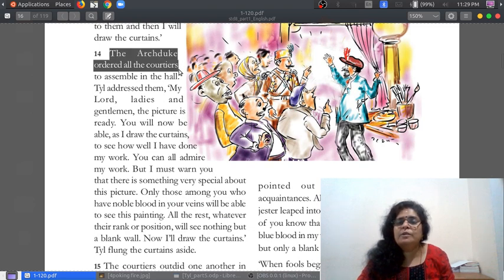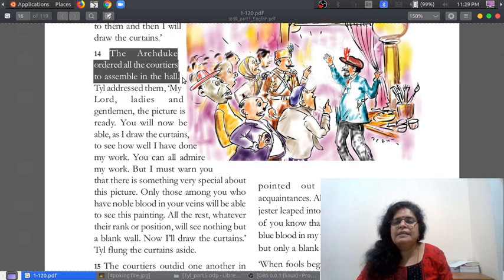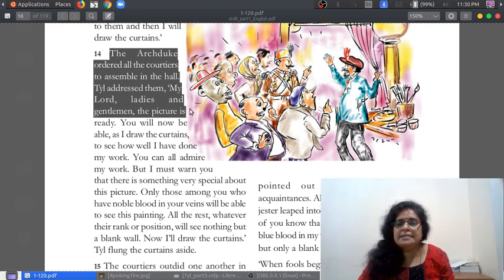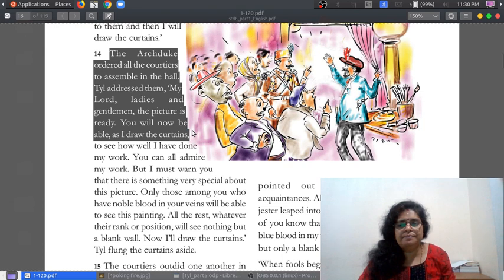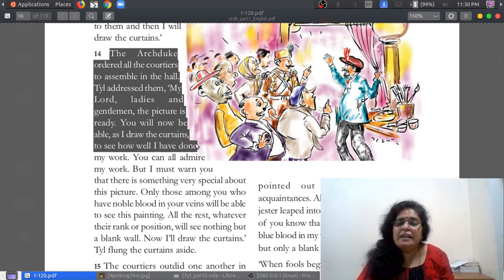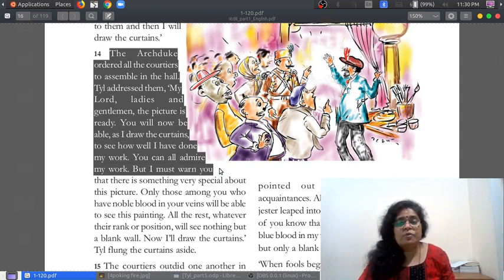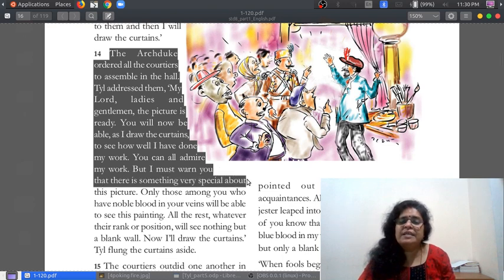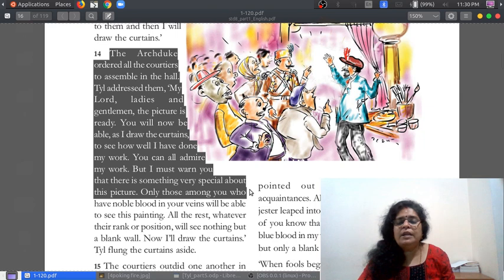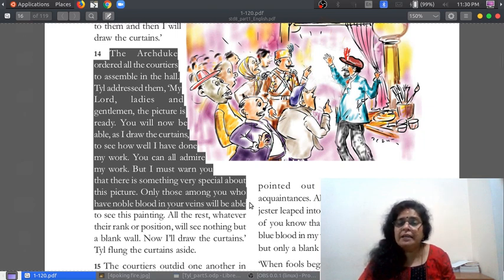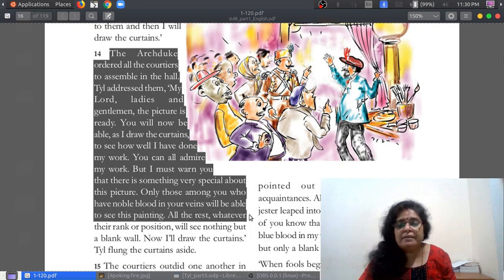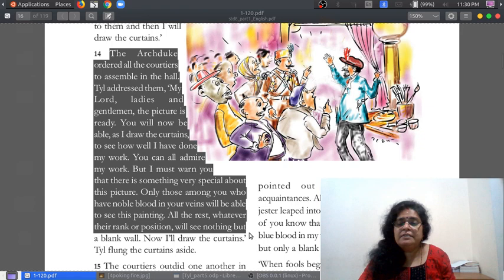The Archduke ordered all the courtiers to assemble in the hall. Till addressed them. My lord, ladies and gentlemen, the picture is ready. You will now be able to draw the curtains and see how well I have done my work. You can all admire my work. But I must warn you that there is something very special about this picture. Only those among you who have noble blood in your veins will be able to see this painting. All the rest, whatever their rank or position, will see nothing but a blank wall.